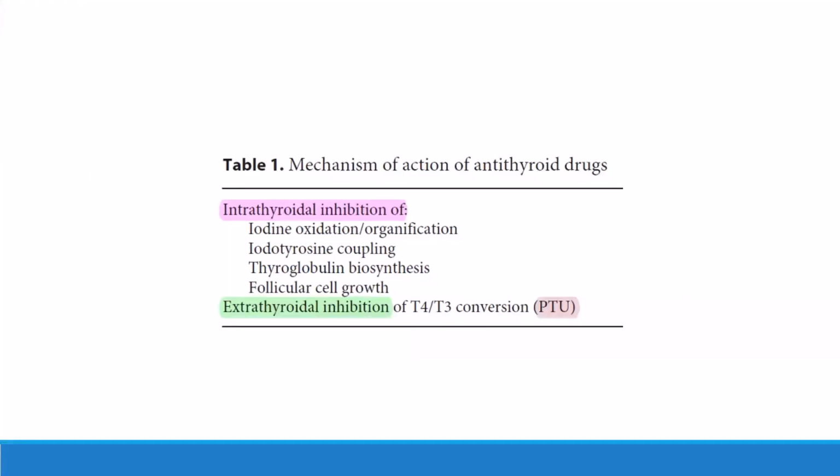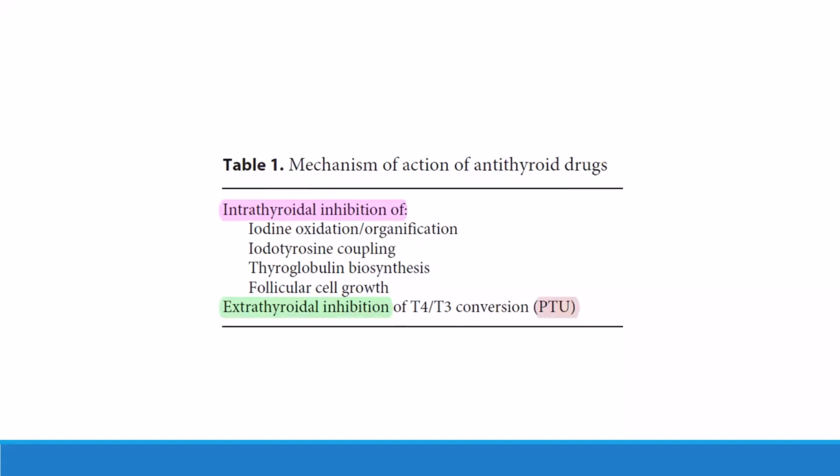And this table is very important because in every exam they will ask a question about the mechanism of action of antithyroid drugs: carbimazole, methimazole, propylthiouracil. The main mechanism of action is usually intrathyroidal inhibition of iodine oxidation or organification, inhibition of iodotyrosine coupling, and inhibition of thyroglobulin biosynthesis. They also inhibit follicular cell growth.